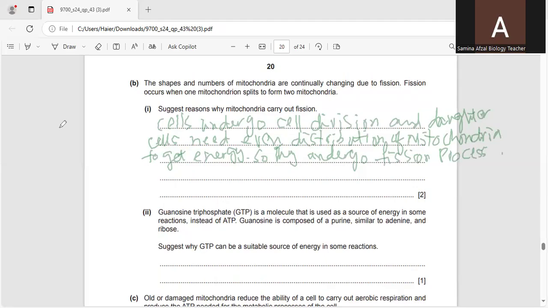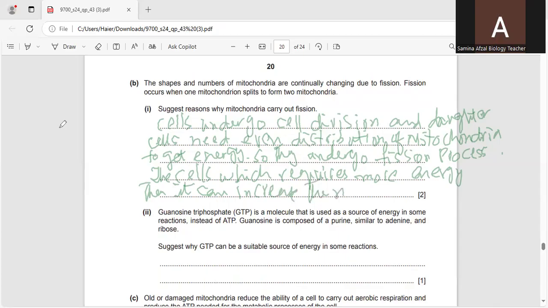And secondly, some of the cells, the cells which require more energy, can increase the number of mitochondria through fission.